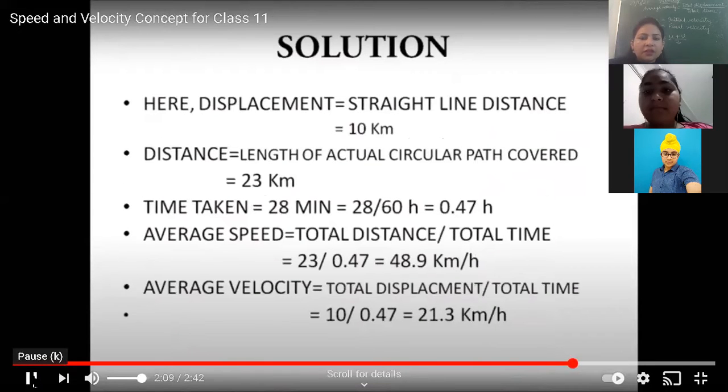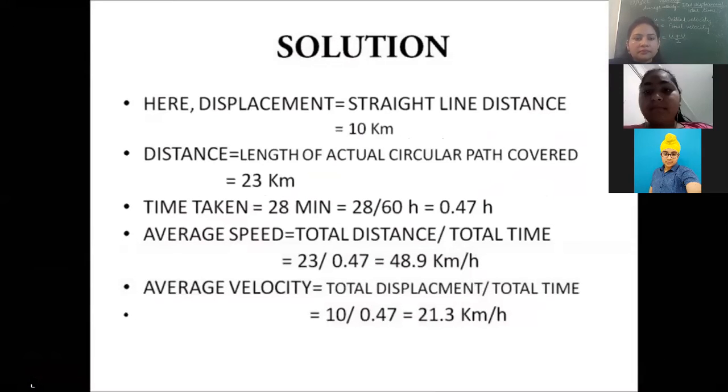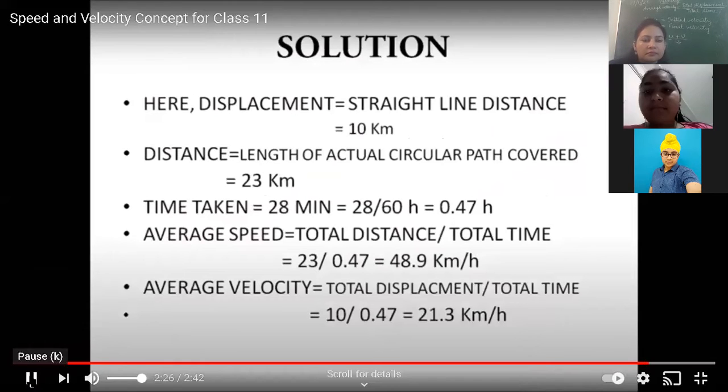Let us solve the problem. First, we have to decide what is the distance covered and what is the displacement covered. Length of actual path, that is, the circular path is 23 kilometers, so the distance is 23 kilometers. But the shortest distance between initial point, that is station, and final point, that is hotel, is 10 kilometers, which is the displacement. By dividing distance and displacement with total time, 28 minutes converted into hours, will give us average speed and average velocity respectively.